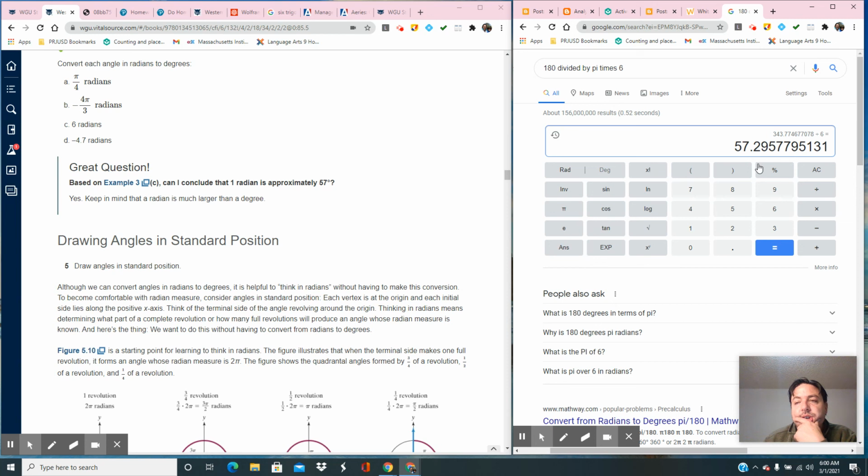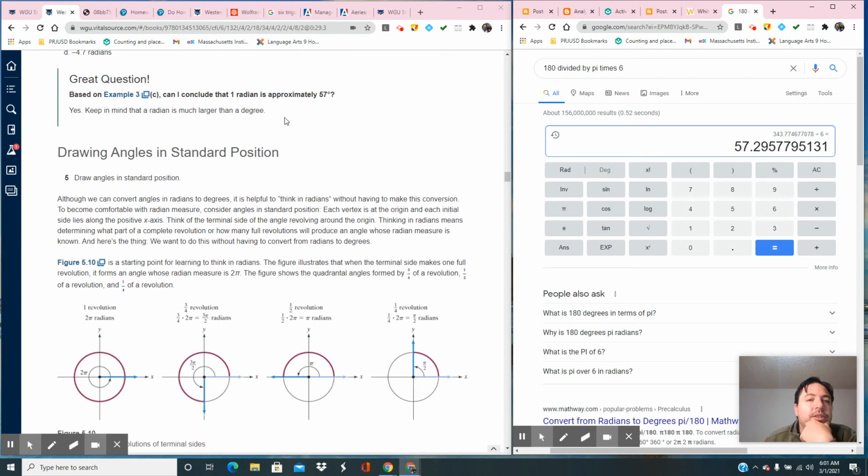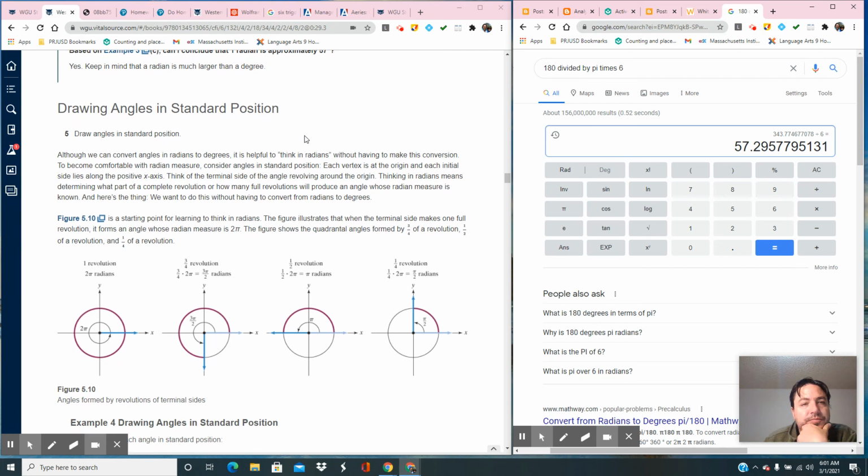Oh, interesting. Times 6. Because for it to really be 57 degrees, because it's a little bit more than that, that'd have to be 360 minus 18, which would be 342, but it's not 342, it's 343.8. But once you divide that by 6, it does round down to 57 degrees. Okay. Yes. Okay. Cool. 1 radian is about 57 degrees. All right.